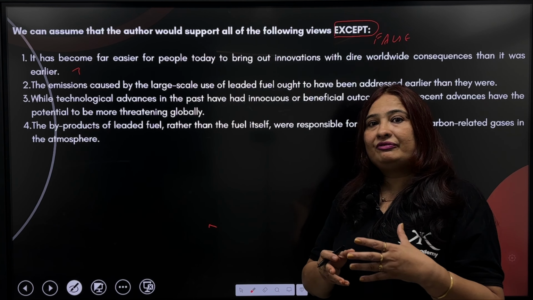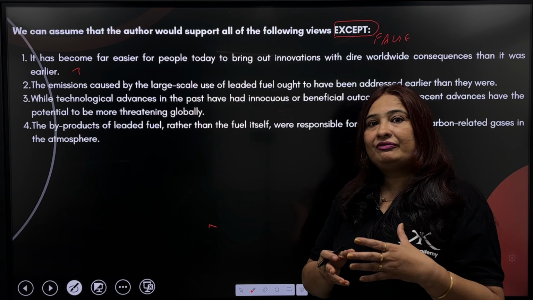While technological advances in the past have had innocuous or beneficial outcomes, more recent advances have the potential to be more threatening globally. So now in this option, two parts are given. So now we have to check both the parts, okay? And both the parts should be wrong or correct in order to reach the answer. While technological advances in the past have had innocuous, meaning harmless, or beneficial outcomes, more recent advances have the potential to be more threatening globally.